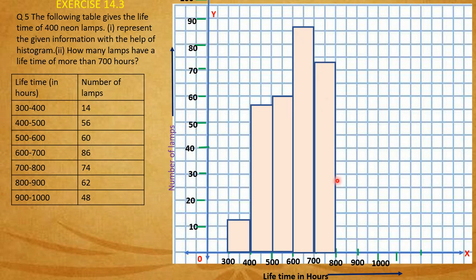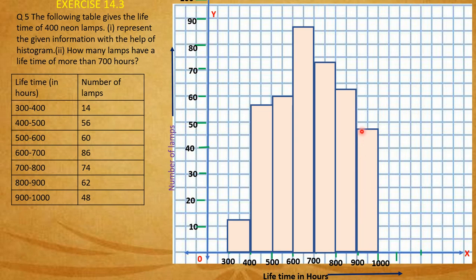Next is 700 to 800, its height is 74, after 70 there are 4 small lines, so it is 74. Next is 800 to 900, where 62 is the height for the rectangle, that means 60, and after 60 we have to consider 2 lines, which shows 62. 900 to 1000 is 48: we consider 40, then after 40 the 8th line shows 48, which is between 40 and 50. So in this way we have drawn the histogram for the given data.